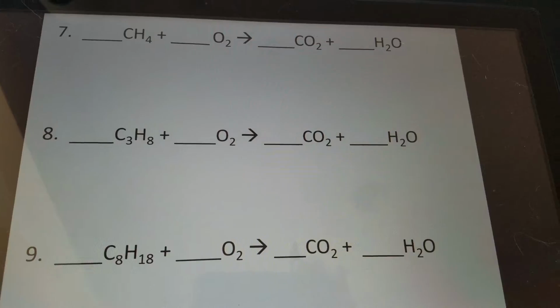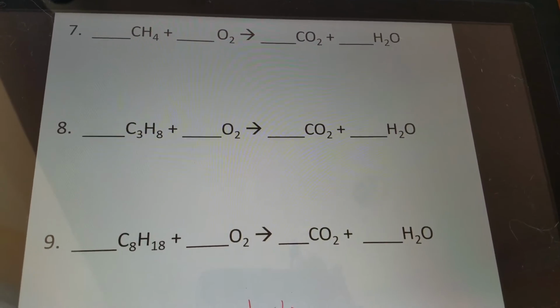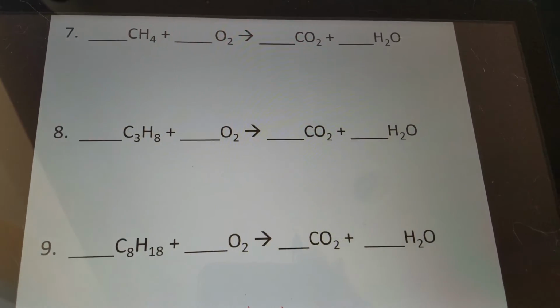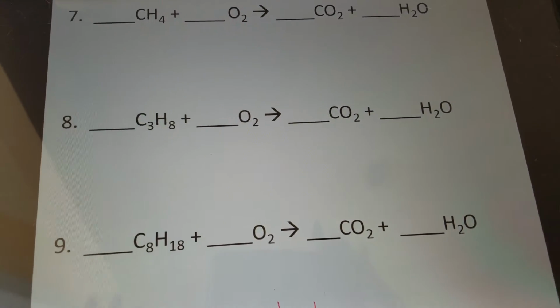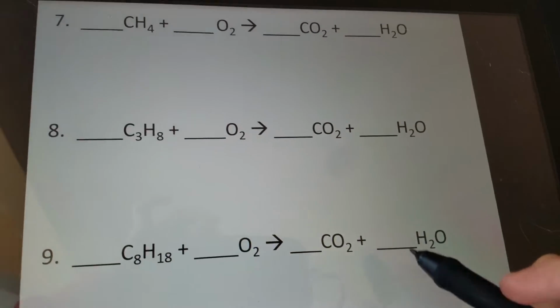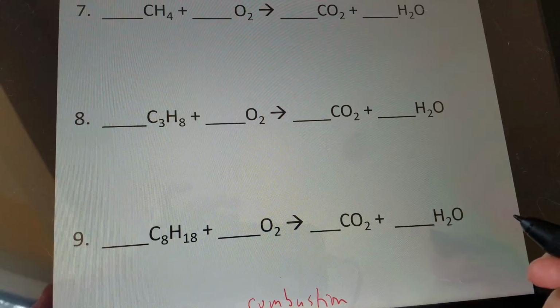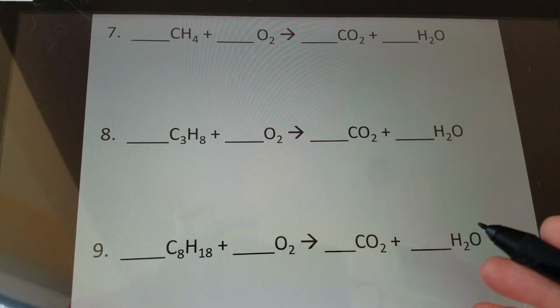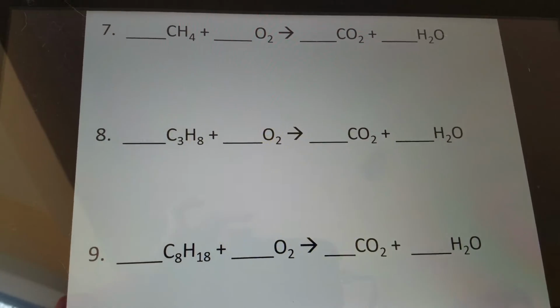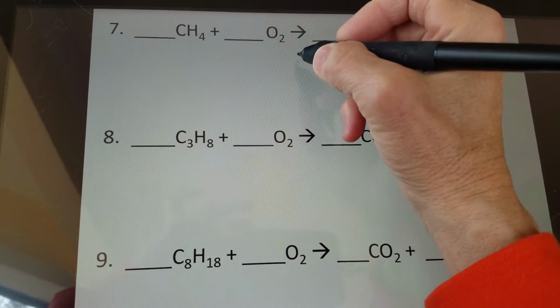Now again, it doesn't matter what order you put the carbon dioxide and water on, as long as they're on the right side of the arrow. So if you put water first, then carbon dioxide, that would be just fine. Now there's a special way to balance these that just makes it a little easier in my opinion. So we're going to look at the first one.